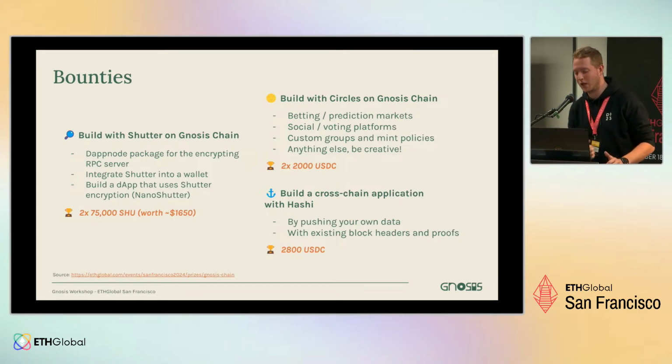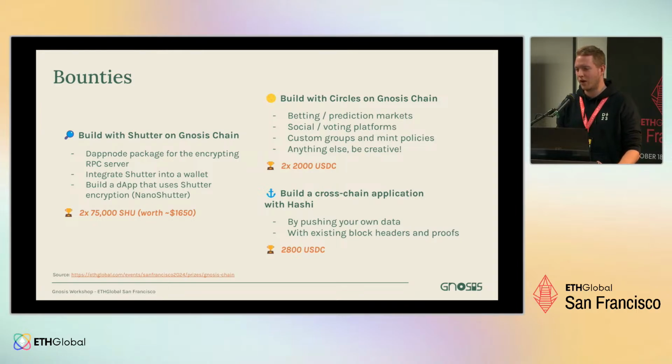But we would also very much like to have a dApp node package for the encrypting RPC, which is open source, of course, which would make it much easier to deploy. Or to integrate Shutter in a wallet, for example, using MetaMask snaps. Those would all be very great applications.